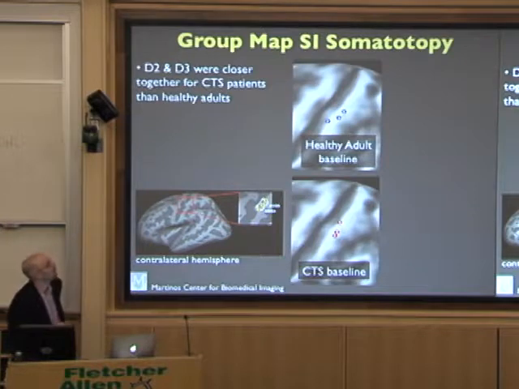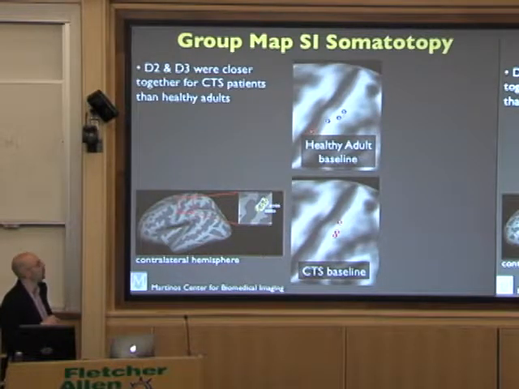So what happens in carpal tunnel syndrome patients? This is healthy adults on the top. This is the center of mass of the group activations for digit 2, digit 3, and digit 5. You can see a nice separation between these digits as they translate up the gyrus. And contrast that with the results for carpal tunnel syndrome patients. Digit 2 and digit 3 are much closer together than they are to digit 5.